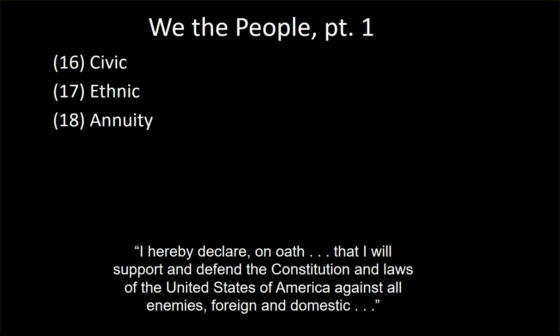And the Constitution opens with the words, we the people, in order to form a more perfect union, establish justice, ensure domestic tranquility, provide for the common defense, promote the general welfare, and secure the blessings of liberty to ourselves and our posterity. We ordain and establish this Constitution of the United States of America. I only know that from Schoolhouse Rock.